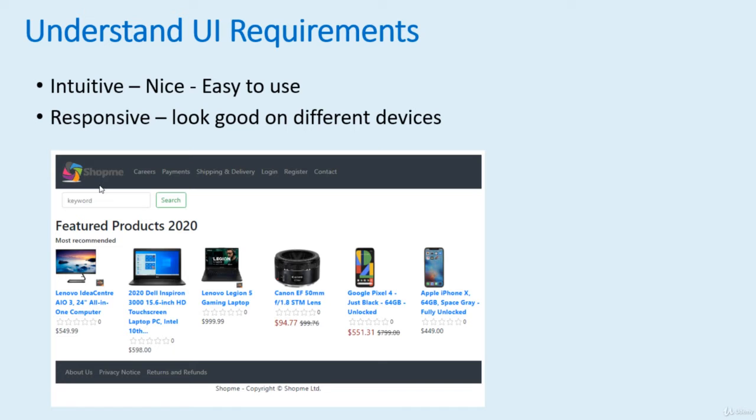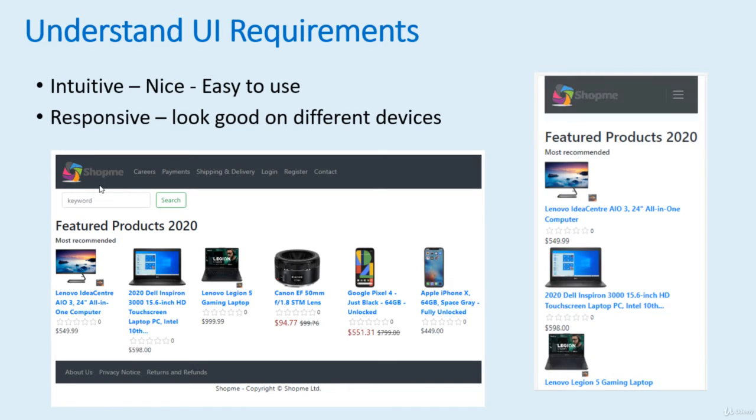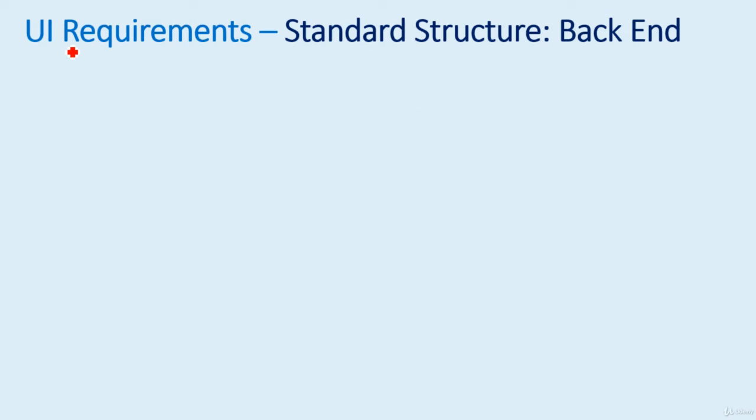This picture shows how the UI should look on computer, and the picture on the right shows how the UI should look on mobile phones. So the most important requirement for the user interface is responsiveness, adapting to different screen sizes of different devices. And the backend application or the admin control panel should follow this standard structure.